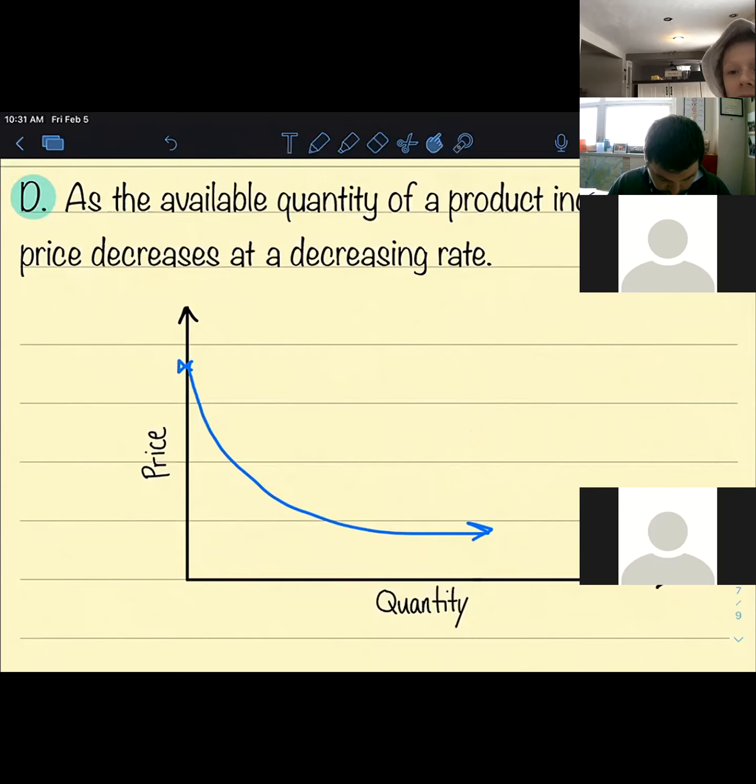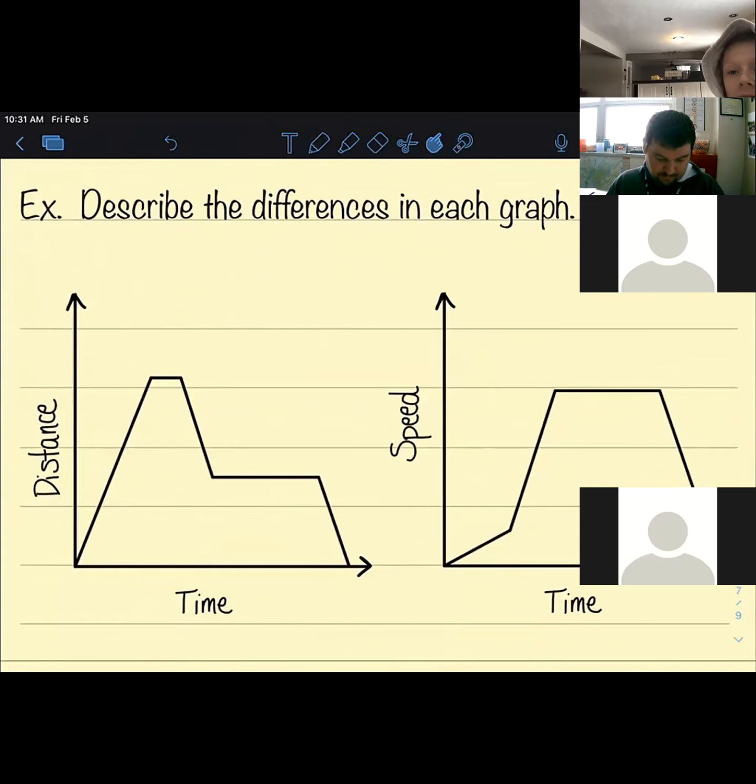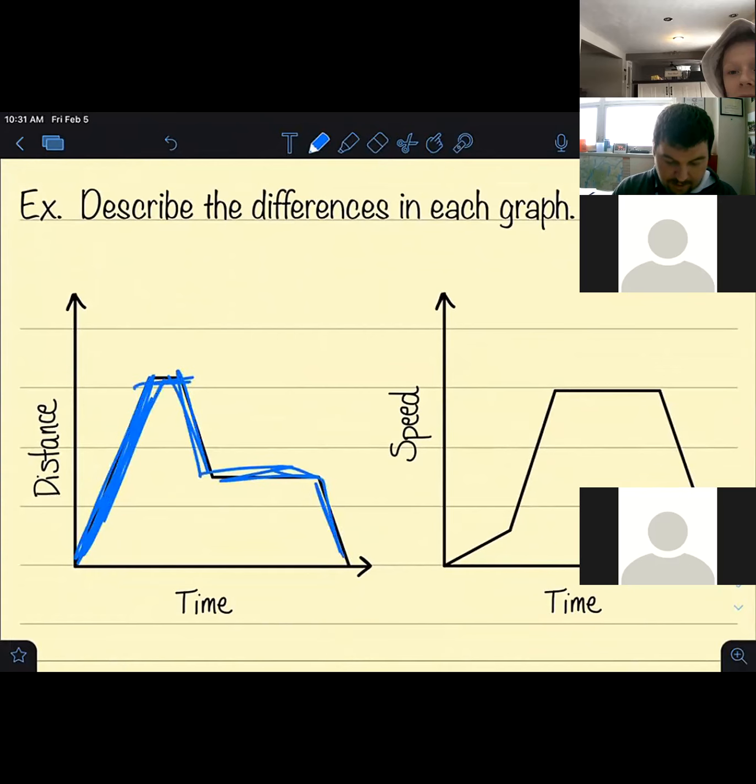But anyways, okay. This next one says, describe the differences in each graph. Now notice that the y-axis in the first graph is the distance axis and the speed axis. So when I'm graphing distance over time, this is actually going to tell me the speed. This is going to tell me how fast I was going. Whereas if I look at the speed one, it's going to give me a good idea of the different speeds I have. Whereas here, this is going to be the increase in the speed, not so much the distance. You're not increasing your distance.